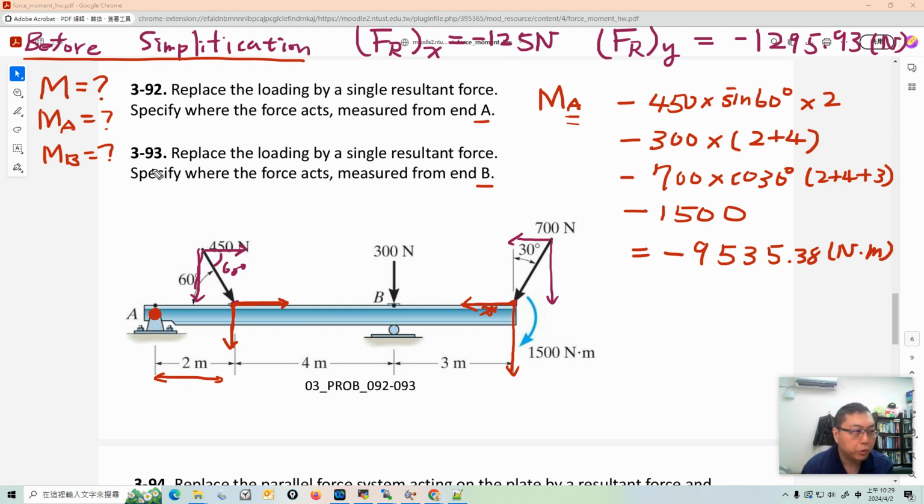In order to answer 3.93, we also have to calculate the moment with respect to B. So right now B is the reference point, and the reference point becomes here. Let's start and do the similar calculation again. I think I wrote the calculation here.